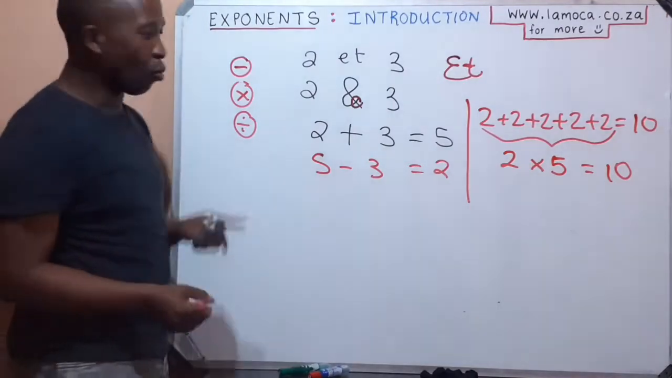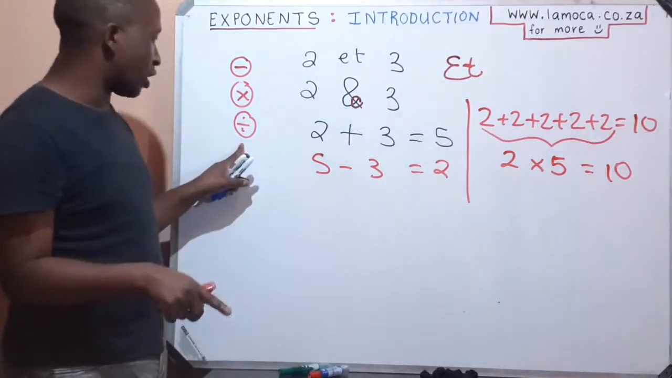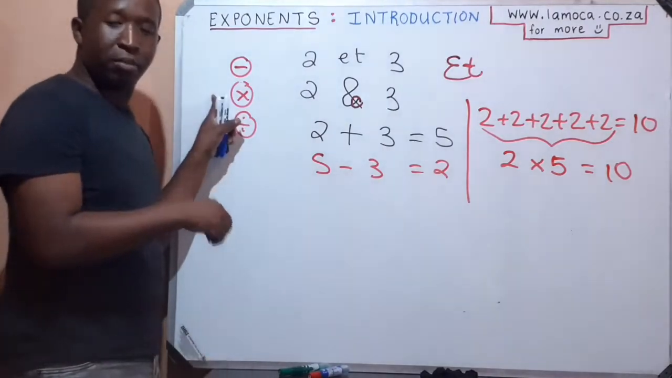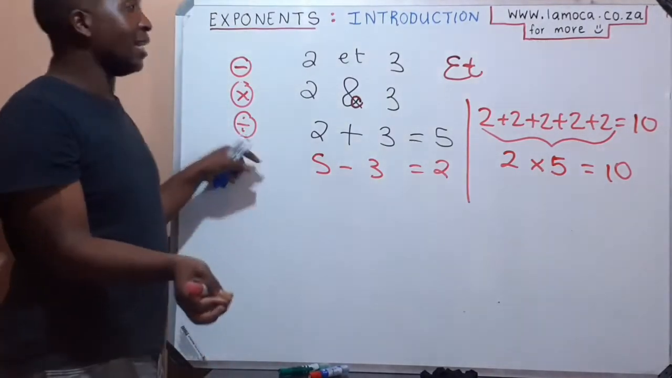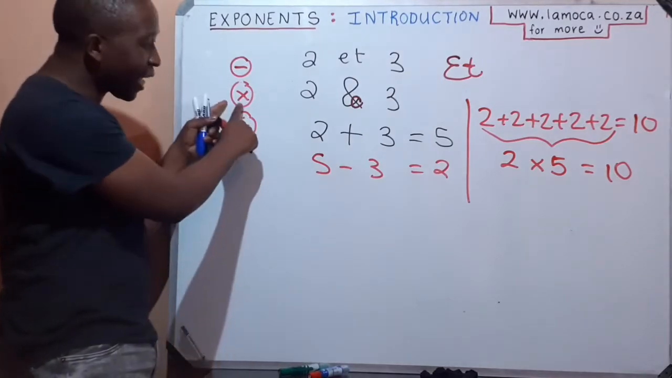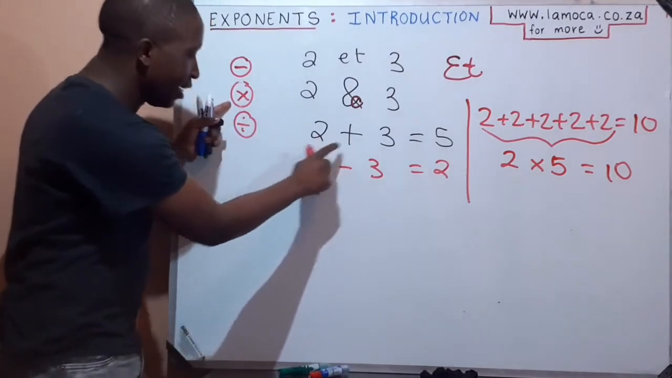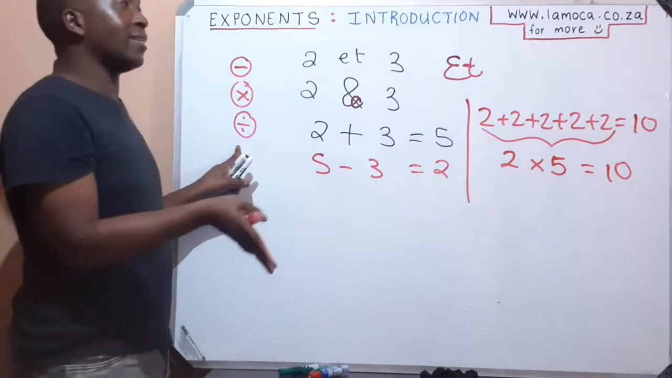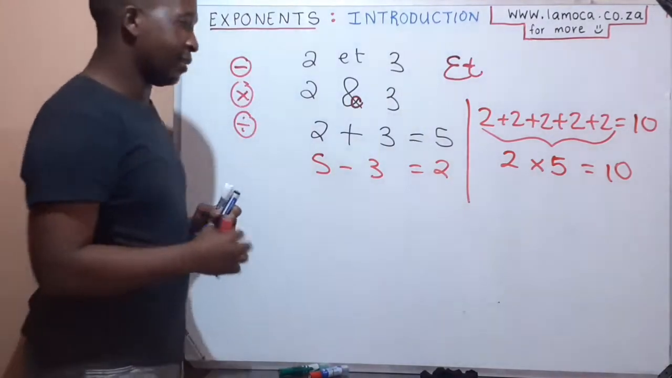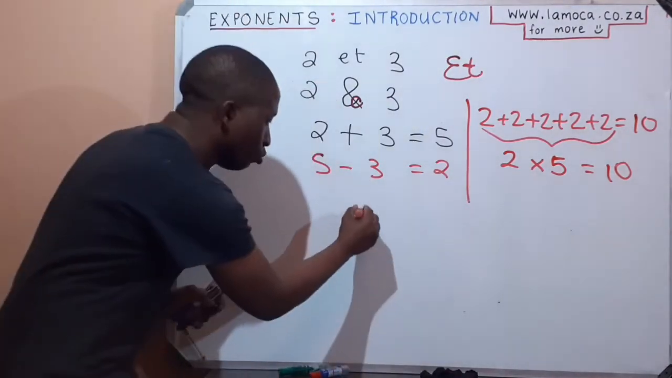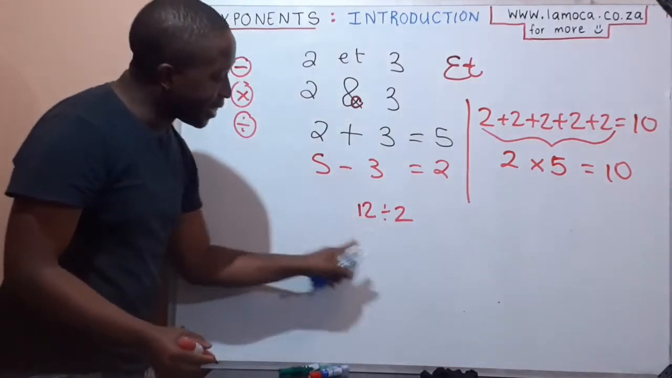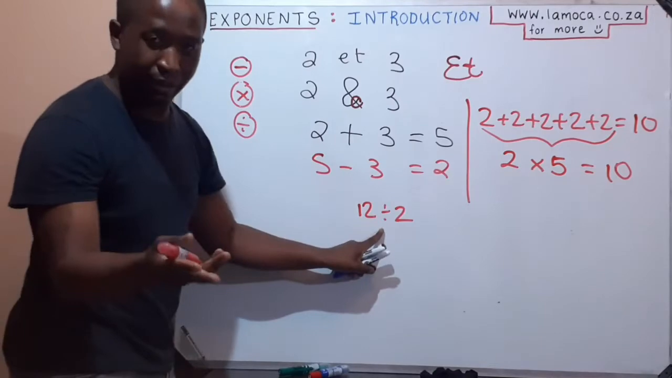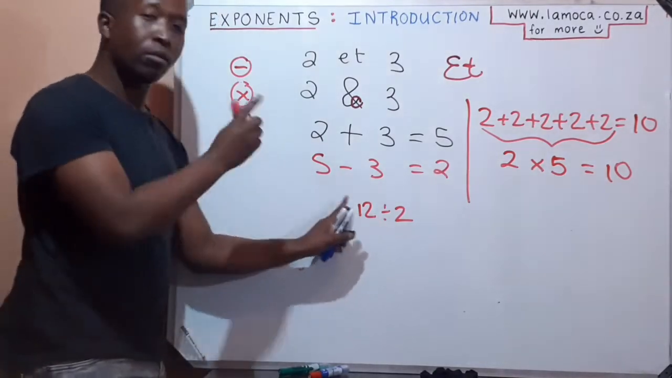What is division? Well, division is the reverse process of multiplication, but we can also define division as repeated subtraction. If multiplication is repeated addition, then division will be repeated subtraction. Let's demonstrate that. Imagine if somebody was saying to you 12 divided by 2. So in essence, this is asking you, how many times can we subtract 2 out of 12?